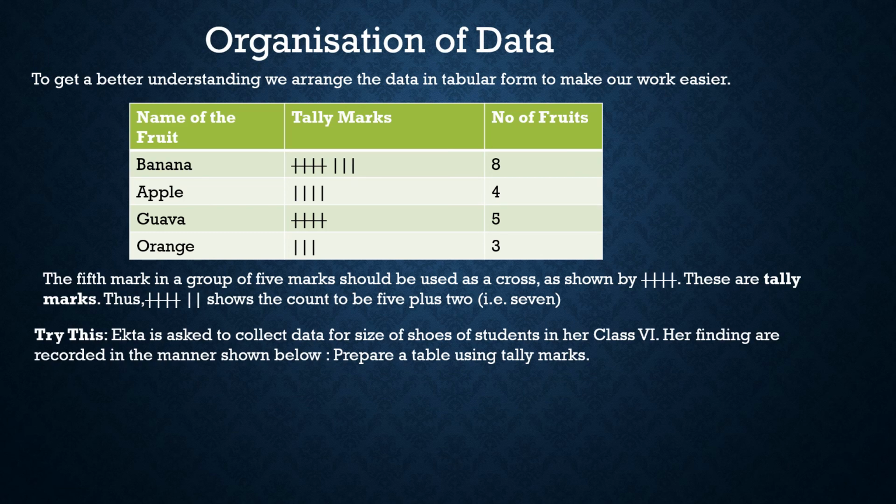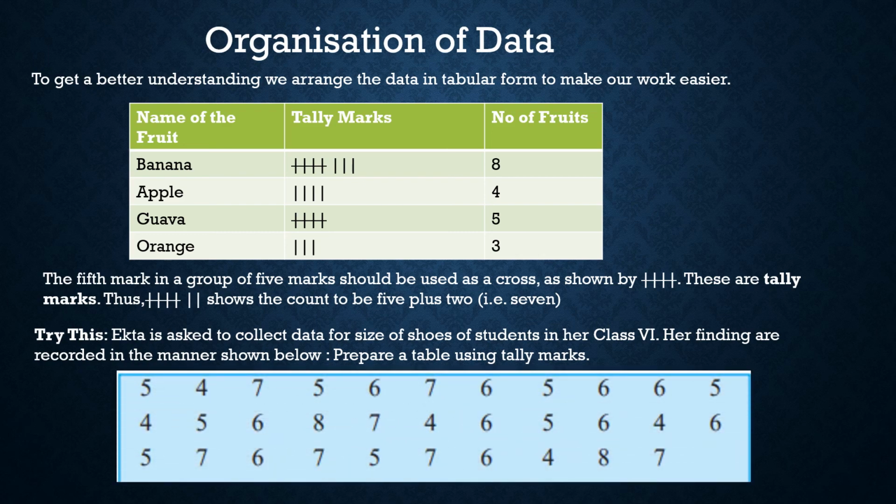Let us try this question. Ekta is asked to collect the data for size of shoes of students in her class 6. Her findings are recorded in the manner shown below. Prepare a table using tally marks. First, we need to draw the columns with the headings: size of the shoe, tally marks and number of students. And we have to arrange the size of the shoe. Size of the shoe is starting from 4, 5, 6, 7 and 8. Okay, and then put tally marks against each number and we can arrange the data in a tabular form.